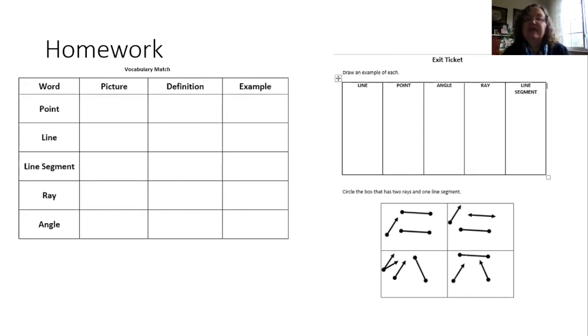The other thing is the exit ticket. Also, you're just drawing an example of each. And then down at the bottom, you see this is a question that might be on an SOL test. It says, circle the box that has 2 rays and 1 line segment.